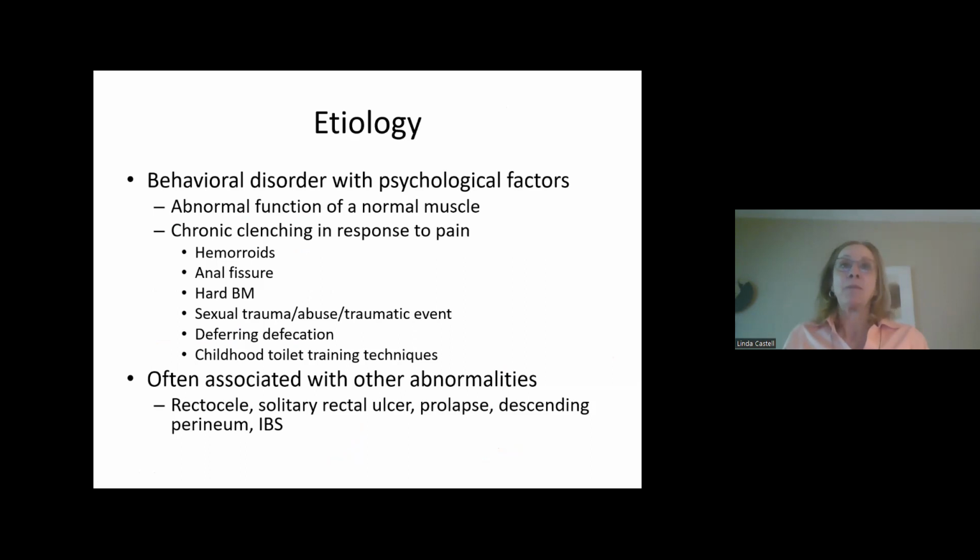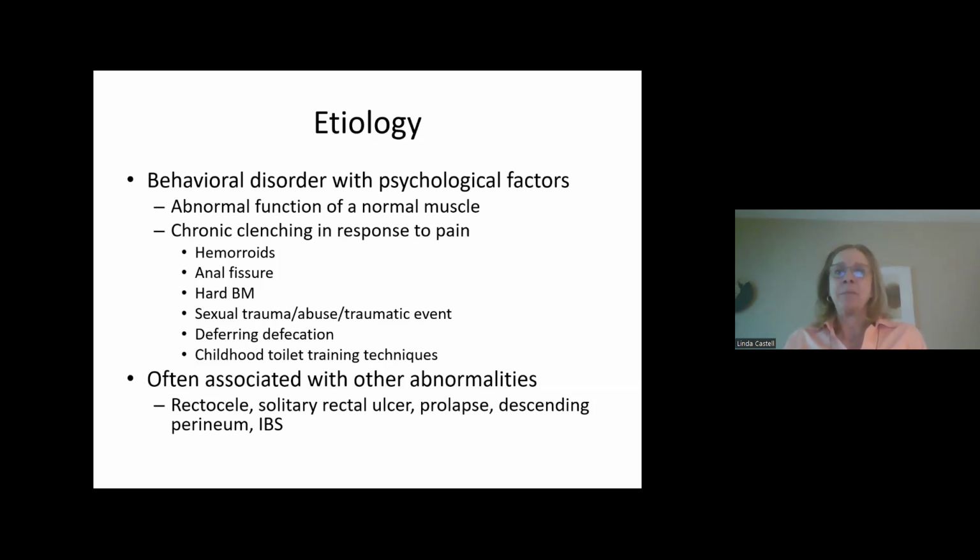As I started to say before, this is a behavioral disorder with a lot of psychological aspects to it. They weren't born this way. For whatever reason, they started squeezing instead of relaxing. It could be because they associate pain with that area. If they have hemorrhoids or an anal fissure, or if they had sexual trauma or abuse to that area, or some kind of traumatic event, when it's time to go to the bathroom they say, oh my gosh, this is going to hurt. So instead of relaxing, they tense up.